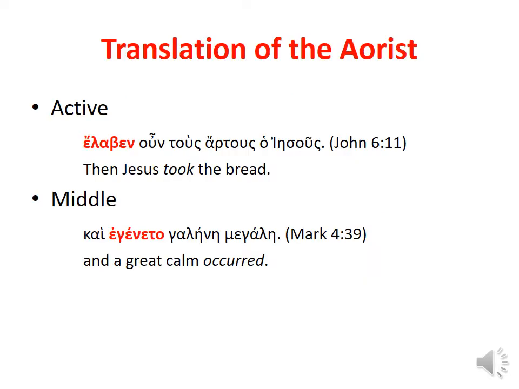So when we translate the aorist, again, we want to make it simple past. Elaben oun tous artous ho Iesous, then Jesus took the bread. Not Jesus was taking the bread, as the imperfect would indicate. And then in the middle, kai egeneto galene megale, and a great calm occurred. Notice how ginomai inherently has a middle meaning. Occurring isn't really an active act, but occurring can't be passive either. So this stands somewhere in between, indicating something like a state of being, hence the middle.